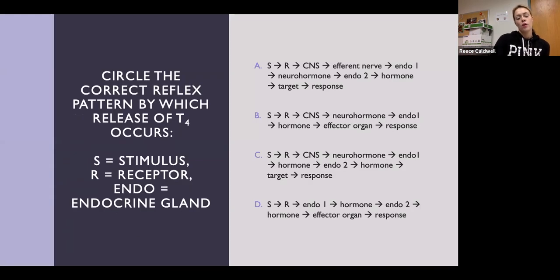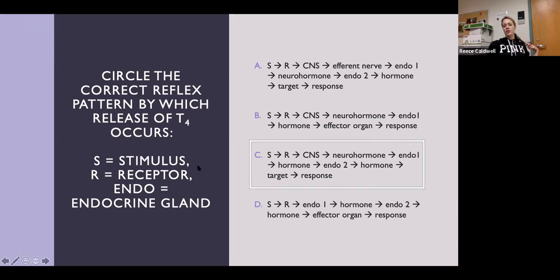All right, so second to last question here. We are asked to circle the correct reflex pattern by which the release of thyroid hormone occurs. So I want you to pause the video and try and figure this one out. It's very simple. We've gone through this many times. S means stimulus, R means receptor, endo means endocrine gland. So go ahead and try and figure this out before I tell you the answer.